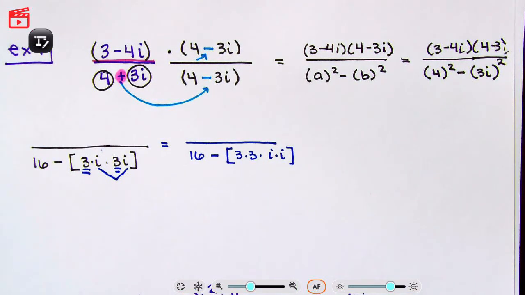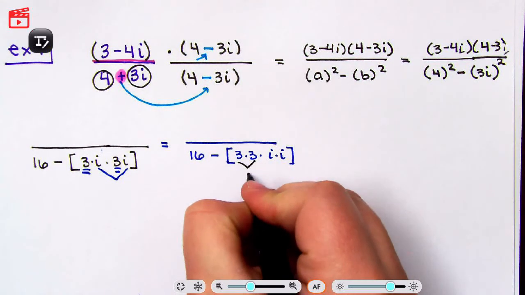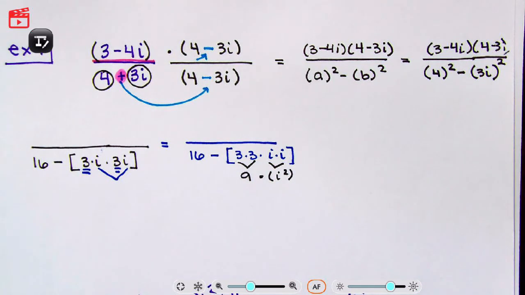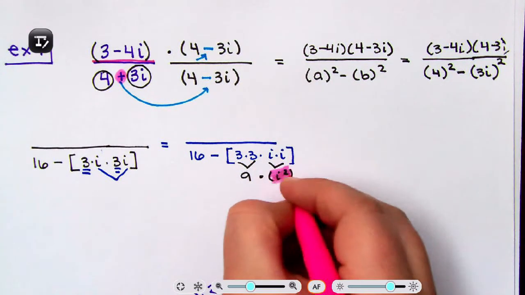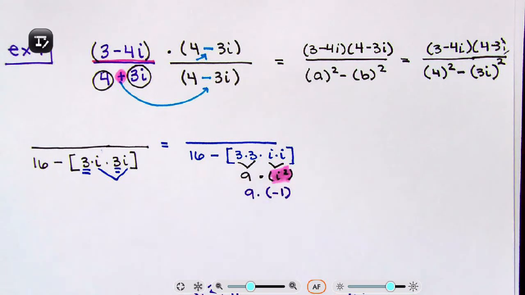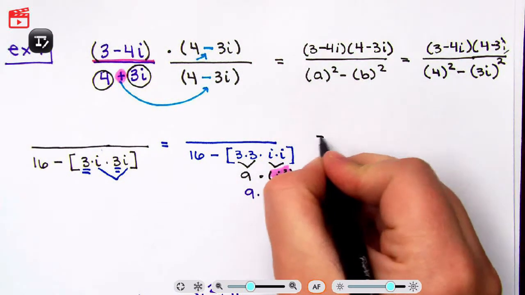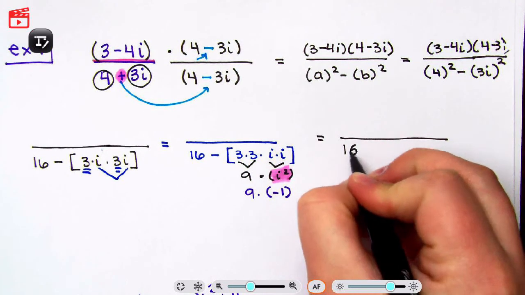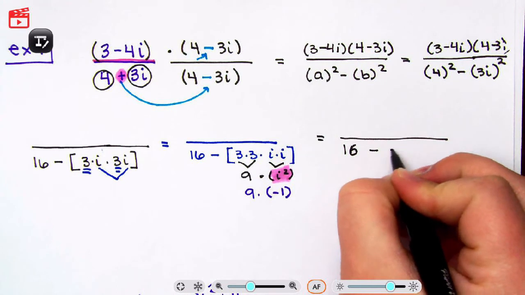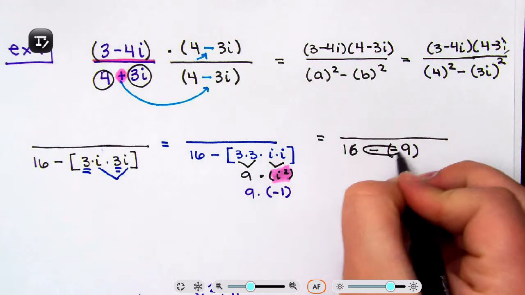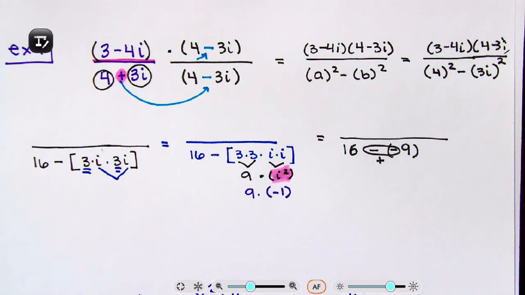Well, 3 times 3, you guys know what that is. 3 times 3 is 9. i times i is i squared. And again, you know what i squared means. i squared is a negative 1. So that means you have 9 times negative 1. Let's go ahead and simplify the denominator one more time. You have 16 minus a negative 9 in the denominator. 2 negatives make a positive. So you have 16 plus 9, and that gives you 25.